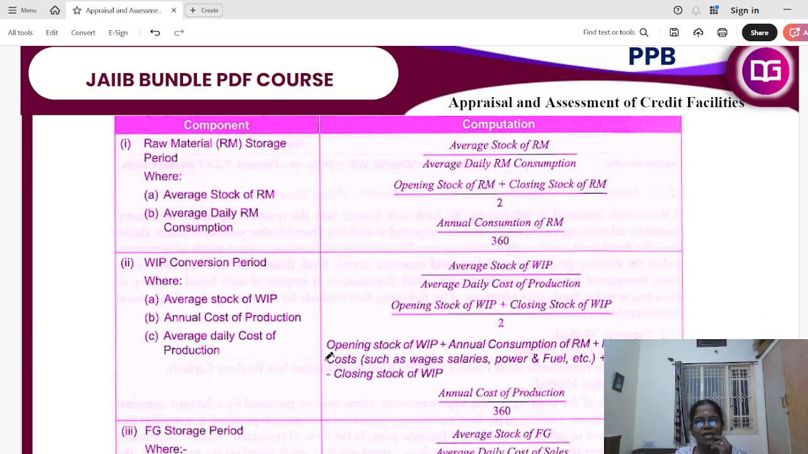So some formulas are there for the computation. First one is the raw material storage period. How to calculate the raw material storage period? There are two cases. One is the average stock of raw material, and the other is the average daily raw material consumption. So why do they have to calculate this?